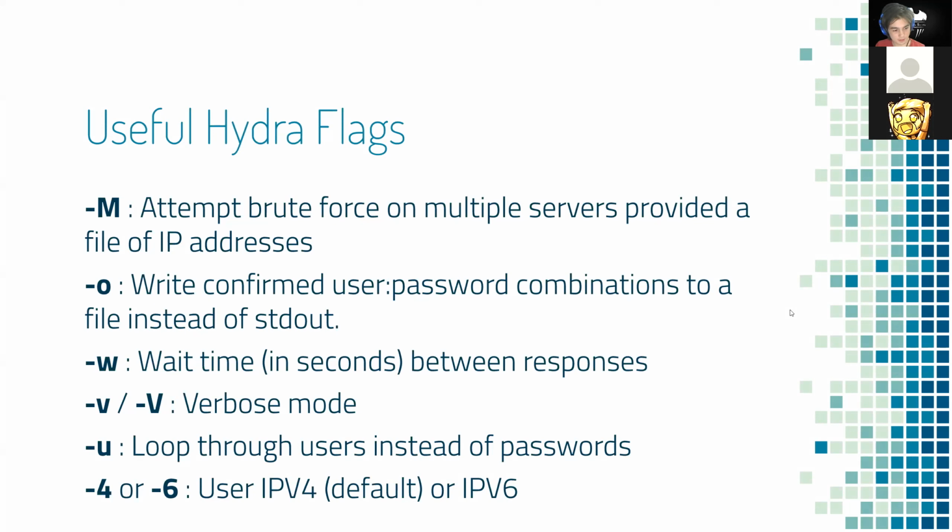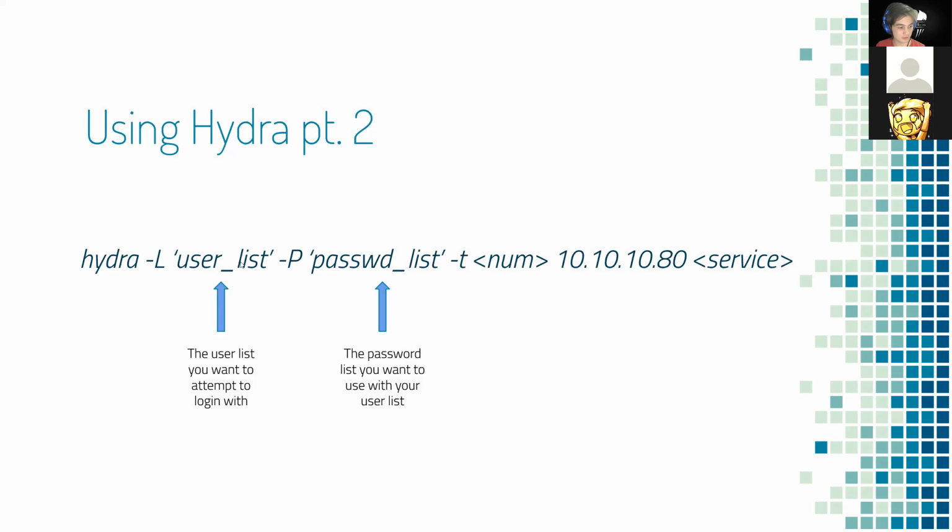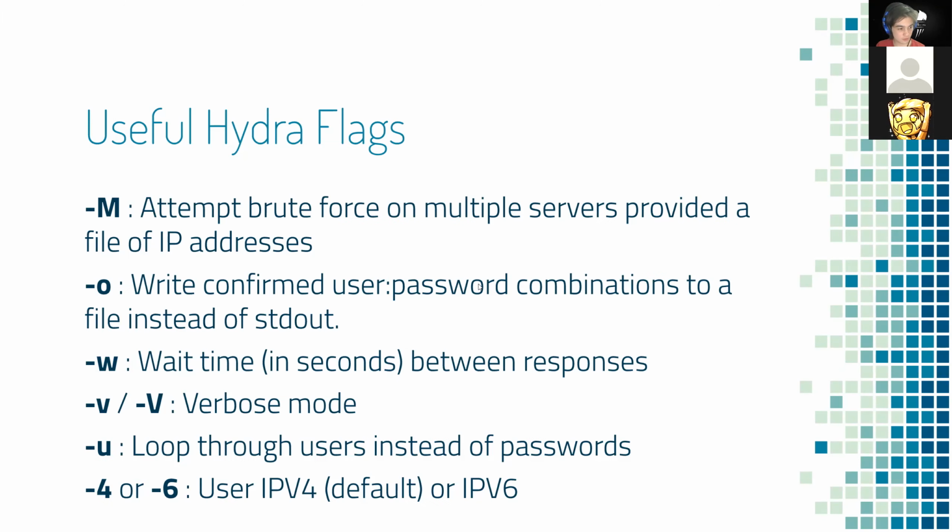All right. Here are some useful Hydra flags in, let's say, a competition. I use these in CPTC when we have an entire network to brute force. So let's say we have 10 computers that need to be brute forced. Well, I can just set up a single Hydra command to say, okay, I have my list of users, I have my list of passwords, and I have the IPs. So I do -M, and then the servers, the IP addresses that I want to brute force.